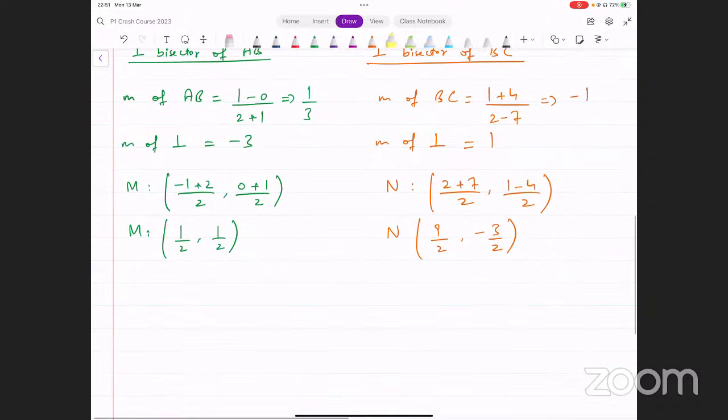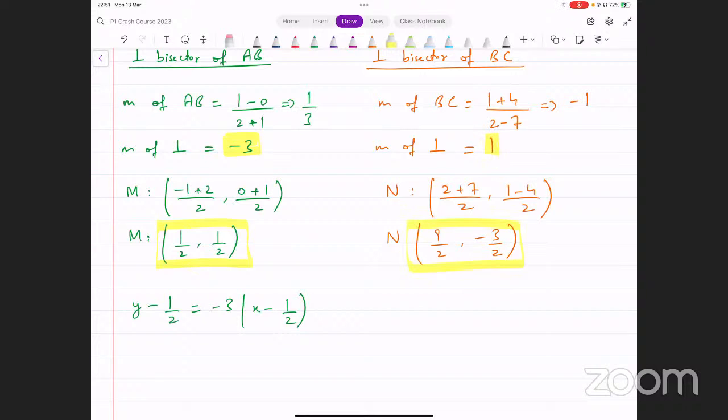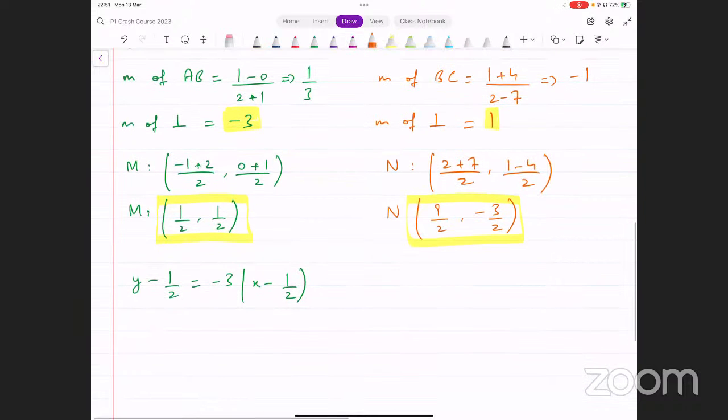We have a point and the gradient. What's the equation of this perpendicular bisector? y minus 1/2 equals -3 into (x minus 1/2). That's the first equation. So I'm using this -3 here and this point here. And for the other one, I'm using this 1 and this point here. This is what we're using to write down the equations. The second equation is going to be y minus (-3 over 2), that becomes y plus 3 over 2 equals m, which is 1, into (x minus 9 over 2).